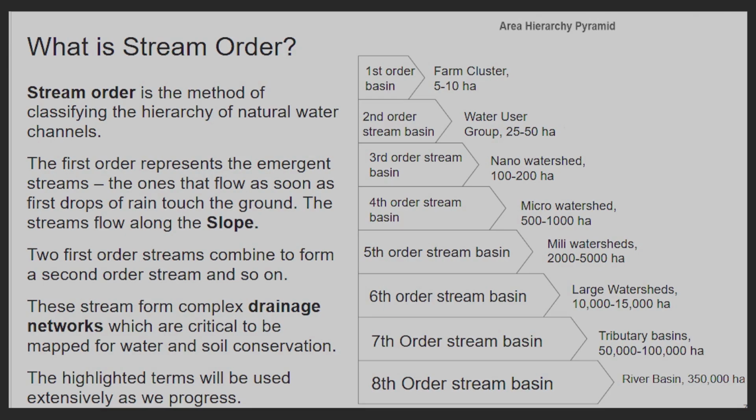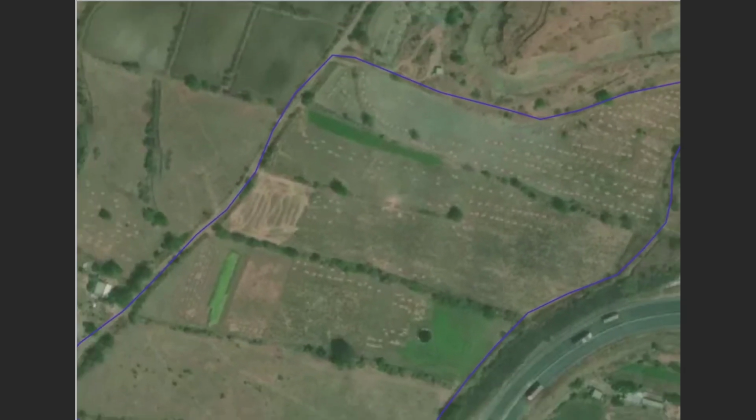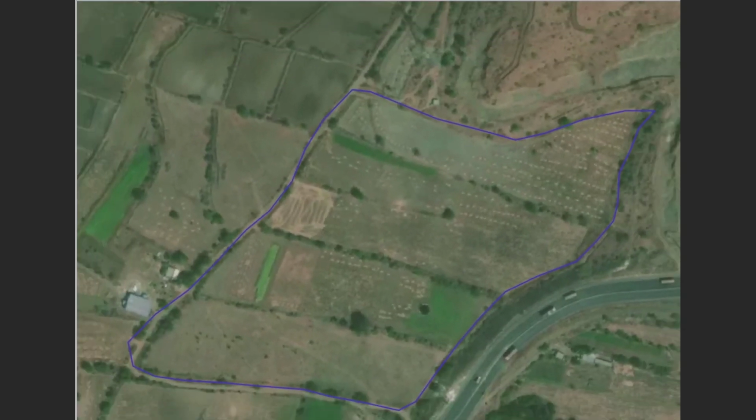Understanding stream orders. Stream orders, a system used to classify the hierarchy of natural water channels from the smallest tributaries to the largest river systems, are explained. This framework is employed to analyze and manage drainage networks effectively, ensuring sustainable water use across various scales.